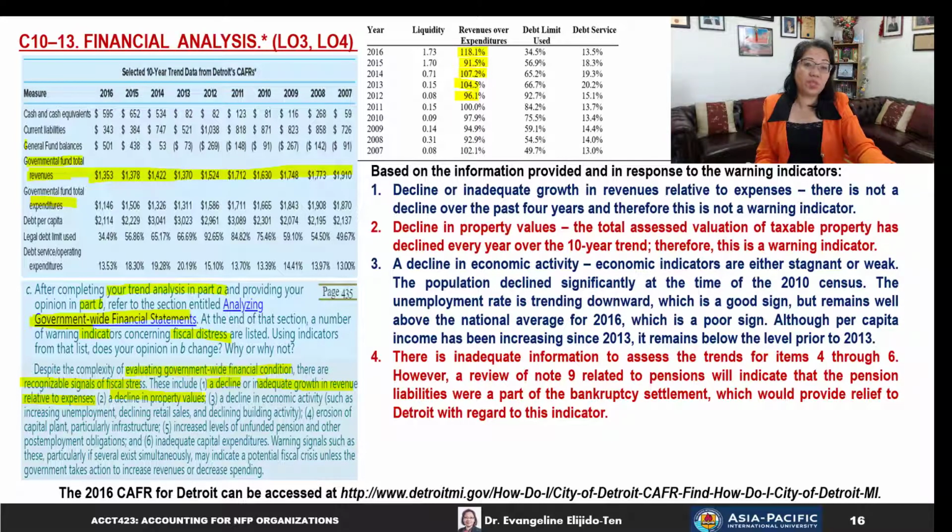Decline in property values. Now, we can't see this here in the selected 10-year trend data taken from Detroit CAFRs, but if you actually look at the CAFRs of Detroit, you will find that there is a decline in property values. The total assessed valuation of taxable property has declined every year over the 10-year trend. Therefore, this is a warning indicator.